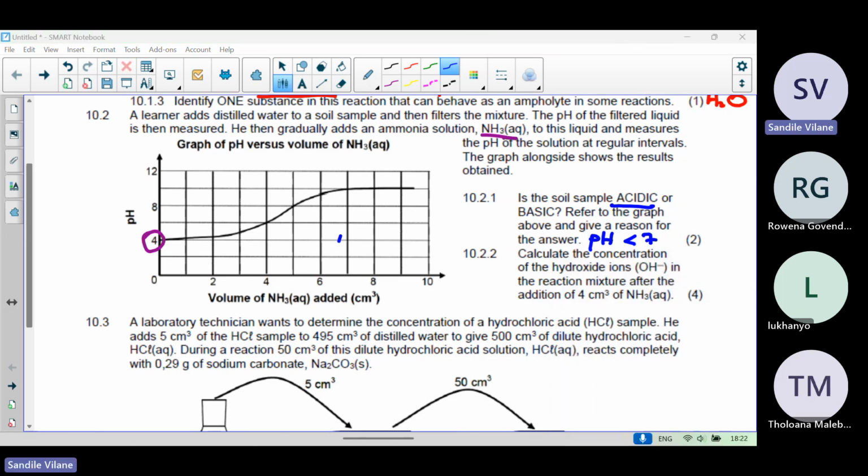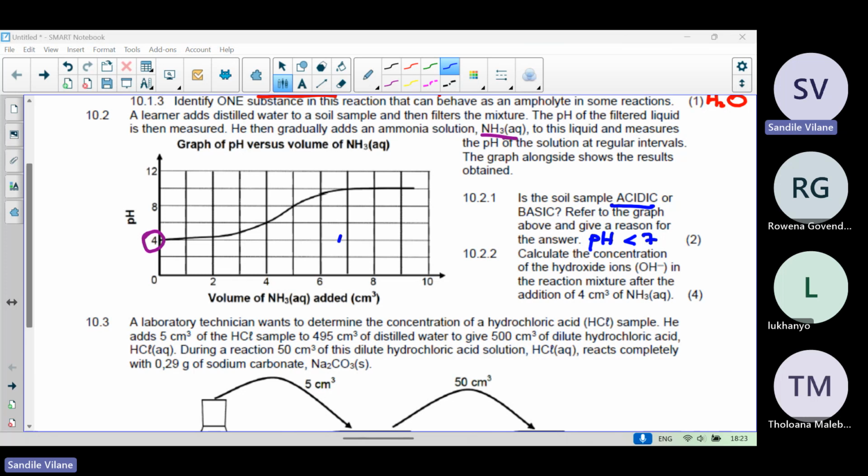Right. So this is what we wanted to do here. And then the next thing is calculate the concentration of the hydroxide ions in the reaction mixture after 4 cubic centimeters of ammonia is added. Let's read that again. Calculate the concentration of this after we have added 4 cubic centimeters of the ammonia solution. So how can we answer this question?